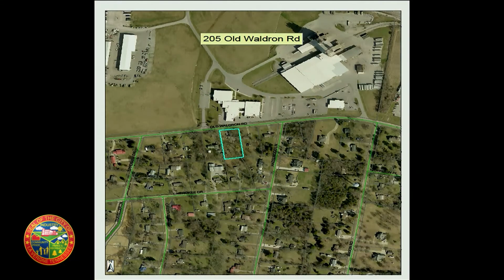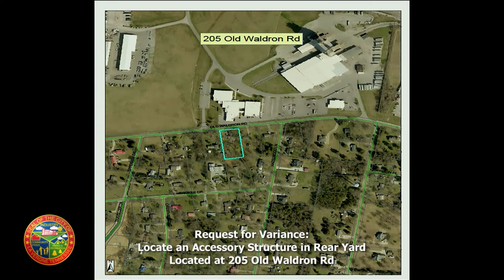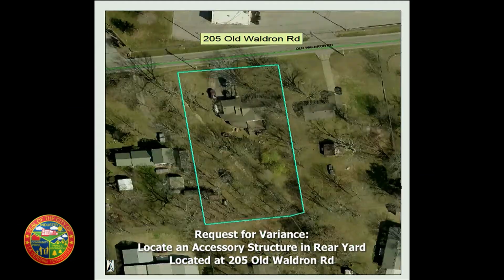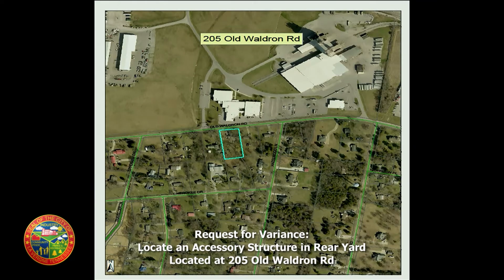And the applicant is building an accessory structure in the rear yard. And we'll see some photos of that in just a minute. This is the property outlined in blue on the screen. And we'll zoom in just a little. This is right across from the co-op facility. All these buildings here with the bright white roofs are the co-op facilities.